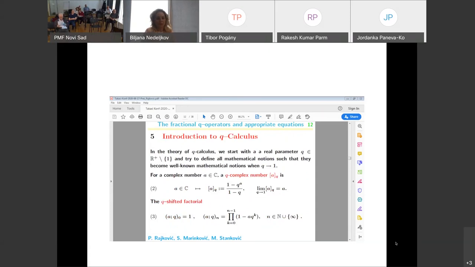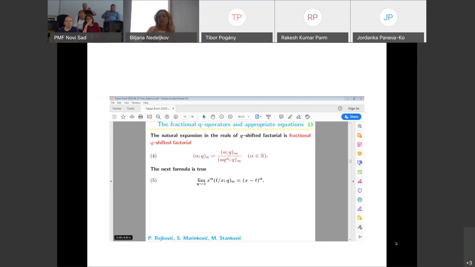So the q number a is the quotient of 1 minus q to a, and 1 minus q. After that, we can define the q shifted factorial, the product of 1 minus a q to k, where k goes from 0 to a minus 1. But it can also be an infinite product. And we can define the fractional q shifted factorial by a quotient of two infinite products. And this appears when q tends to 1.